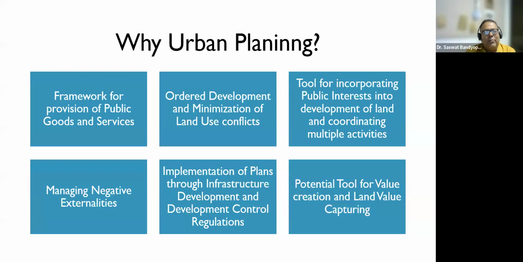If you see many other countries, many well-functioning cities work on different pillars, like a governance pillar that gives you the policy mandate to work. Then there is urban planning, which is a medium to long-term tool that provides a framework for public goods and services.